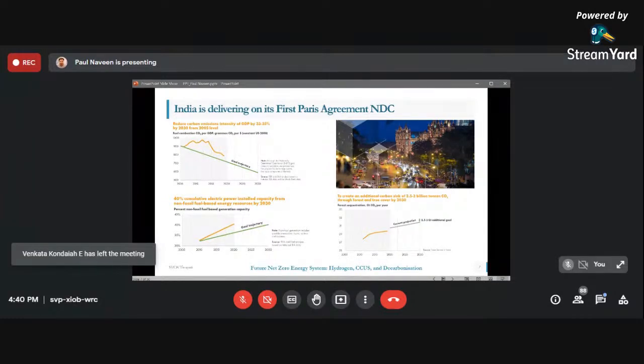So now India is also part of this Paris Agreement NDC. NDC is the nationally determined contribution. Each country is contributing. All these 197 countries are contributing towards this climate action, so that the global temperature shouldn't rise beyond 2 degrees Celsius. And here we see that.